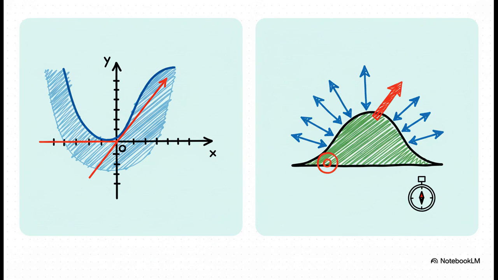It usually just measures change along one axis, like if you're heading due east. The directional derivative, though, this is a whole other level. It's like having a special compass that can measure the steepness for any direction you point it in.